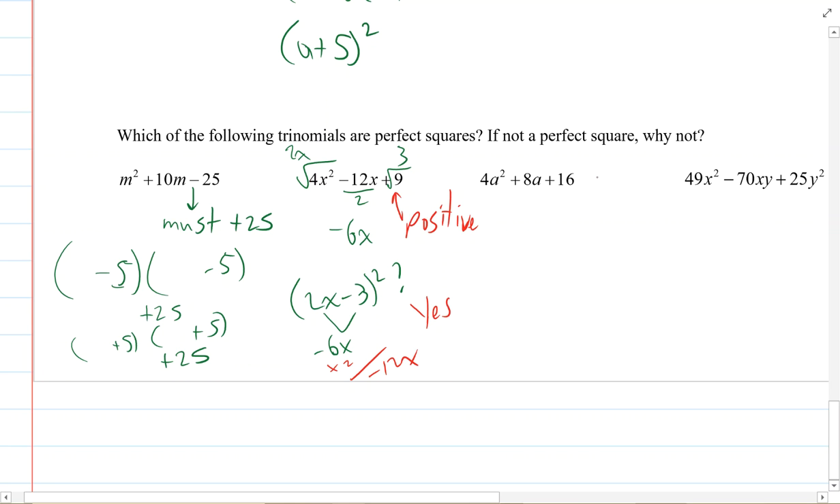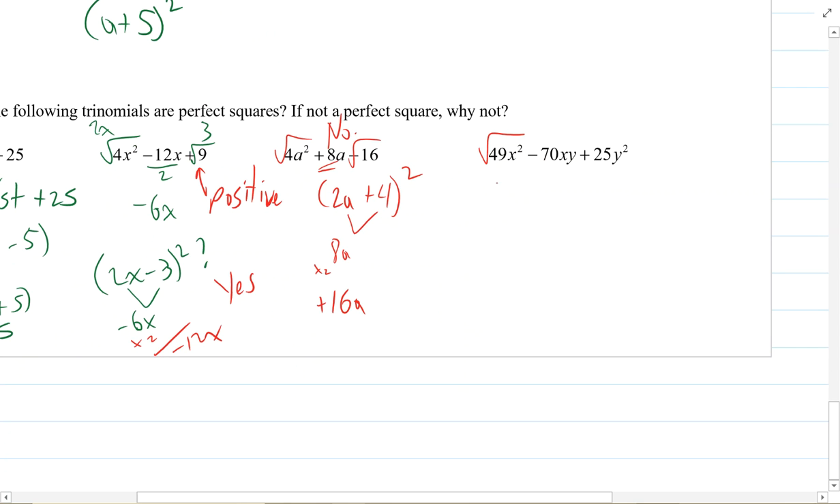This one here, I think so. Let's square root that. That would be 2a. And this would be plus 4. And so I'd multiply that together to give you 8a, then double it to get plus 16a. And so no, because this should be a 16a. So it's not a perfect square.